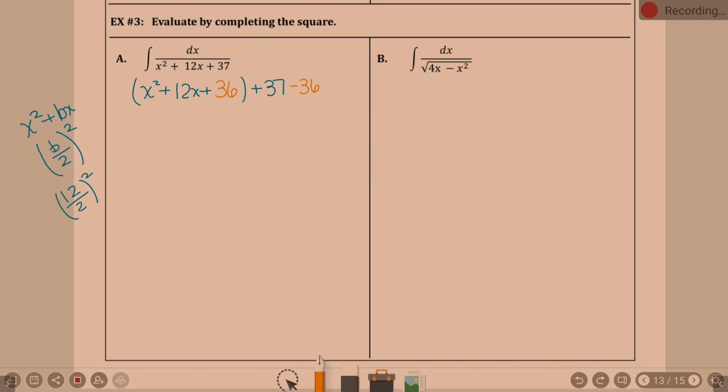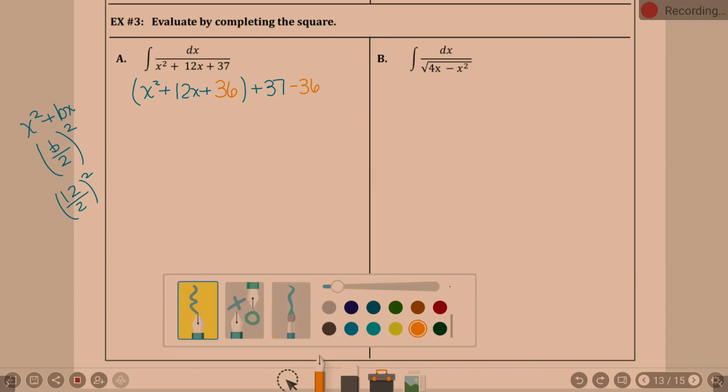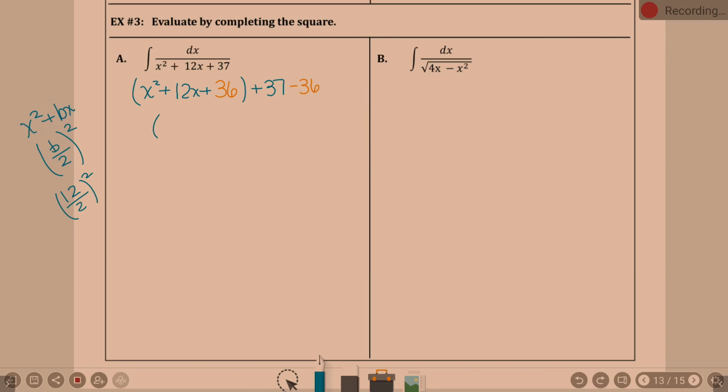This stuff in parentheses factors into 2 identical parentheses. x squared breaks into x times x. Square root of 36 is 6. Keeping in mind, 6 times 6 multiplies to be 36, and 6 plus 6 adds to be 12. Since it's adding to be positive, we're going to say plus 6. So x plus 6 quantity squared, and then when you clean up the outside, there's a lovely plus 1.